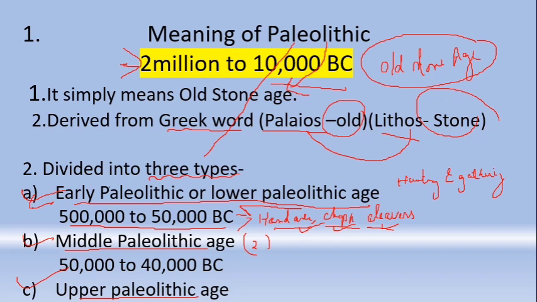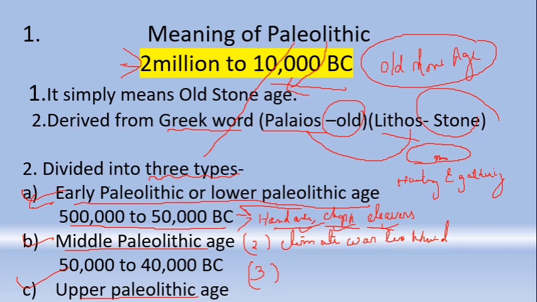The second characteristic we find is that the climate in the Early Paleolithic Age was less humid. Why? Because most of the areas in the Early Paleolithic Age were covered with ice. So due to these reasons we can also regard this age as the Ice Age.